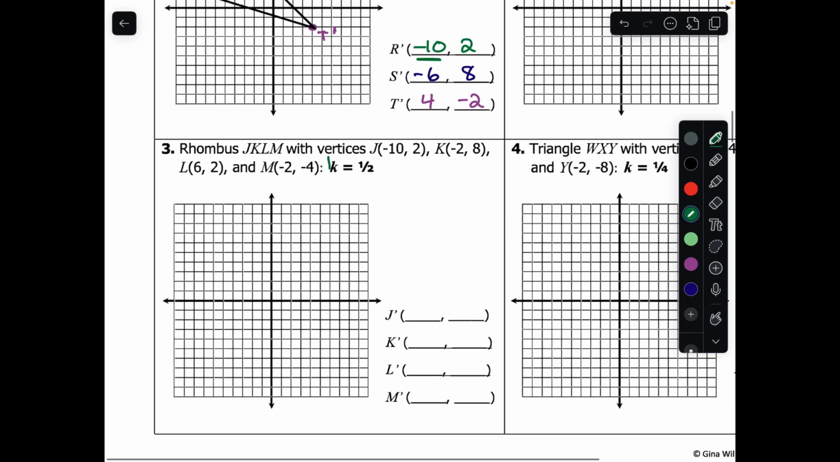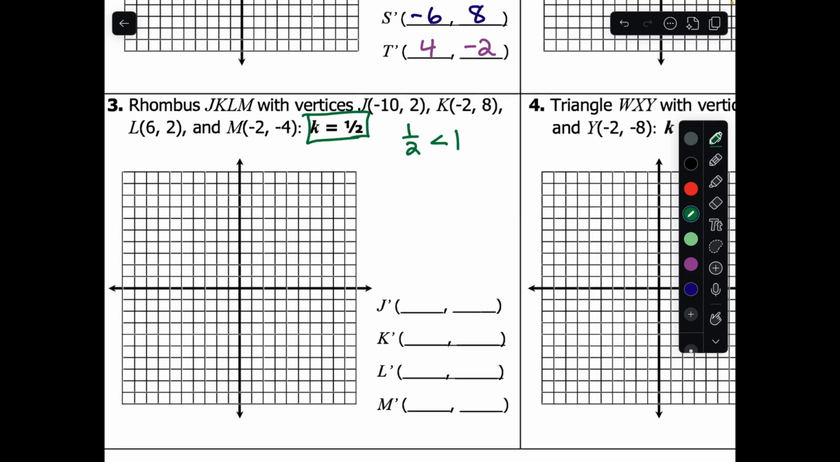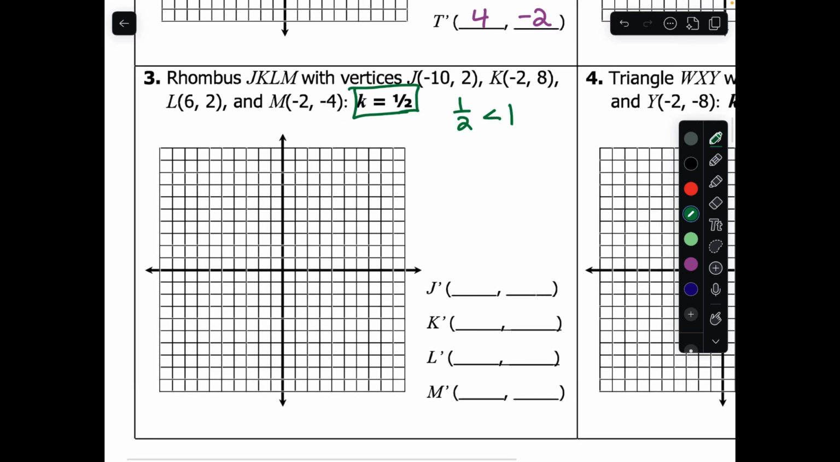Now let's look at problem 3. Here our scale factor is 1/2. 1/2 is less than 1, so this time our shape is going to get smaller. Our shape is going to be half as big as it originally was. We're still doing the same process of multiplying our scale factor by each of the points.